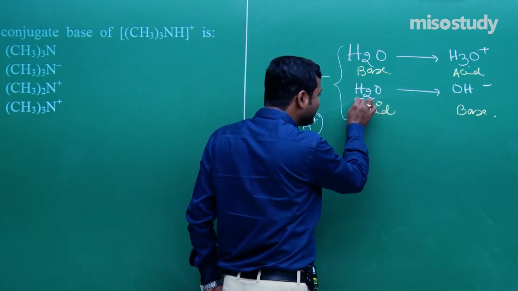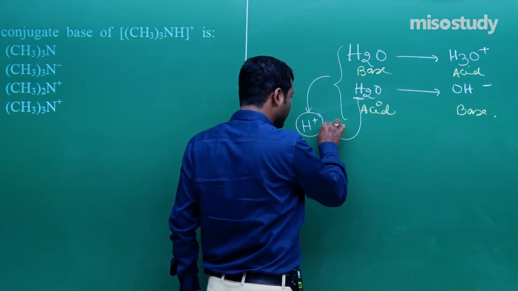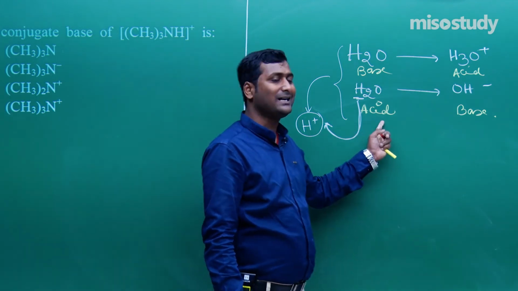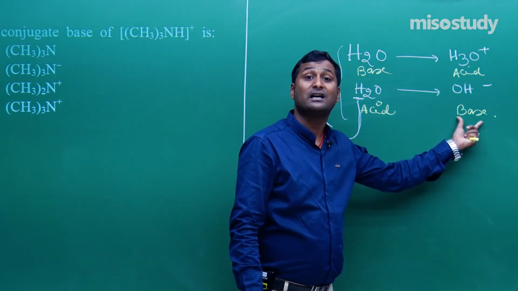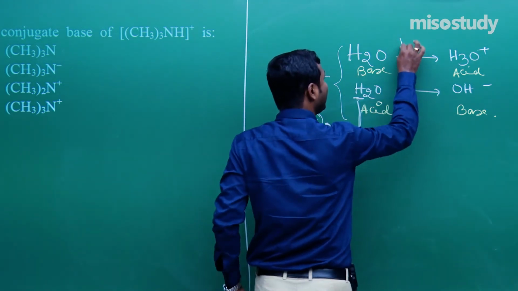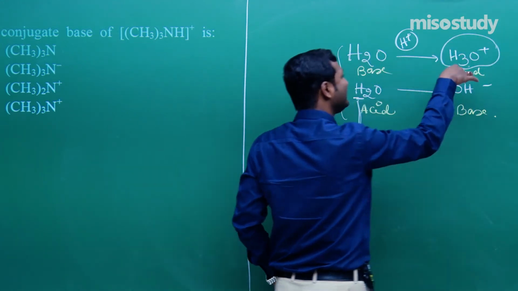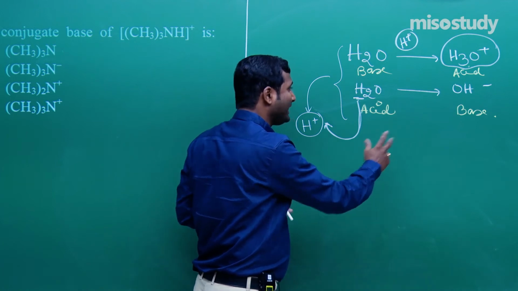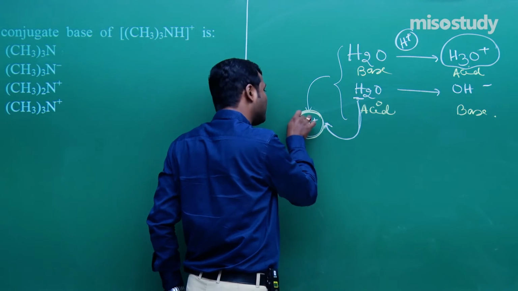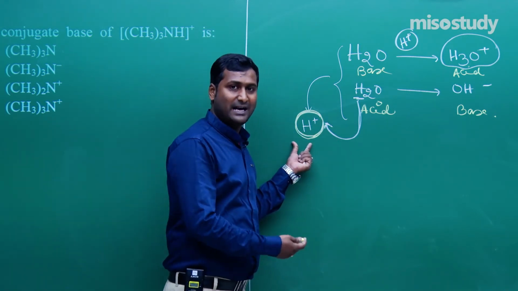In terms of the Bronsted concept, if it releases a proton, that is its acid, and the remaining one is its conjugate base. If H2O accepts a proton, that is an H plus ion, then it forms H3O plus ion. This is its conjugate acid. So in a conjugate acid-base pair, there is just a difference of an H plus ion. Definitely there is a difference of that H plus ion.